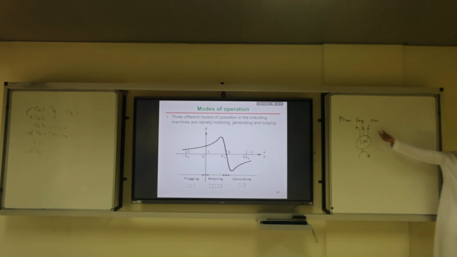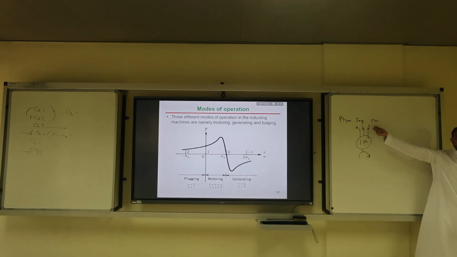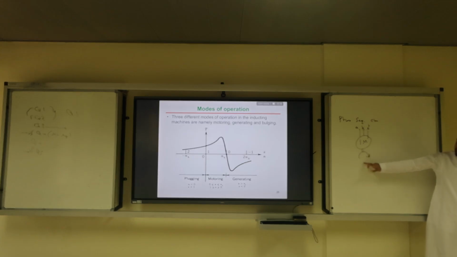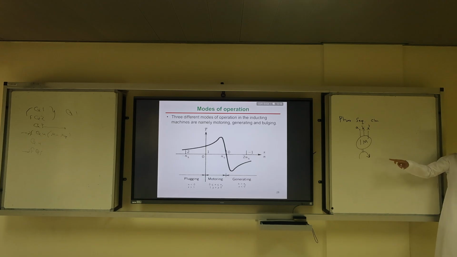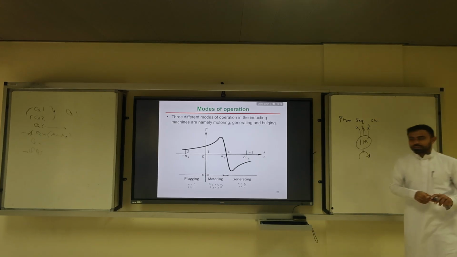What will happen if you change the electric supply of the motor? The RMF would rotate the other direction. So this way it will force down, it will go into the plugging mode even though the direction of the speed is the same, because it's opposite of the direction of the flux. Get it? We will explain this later.